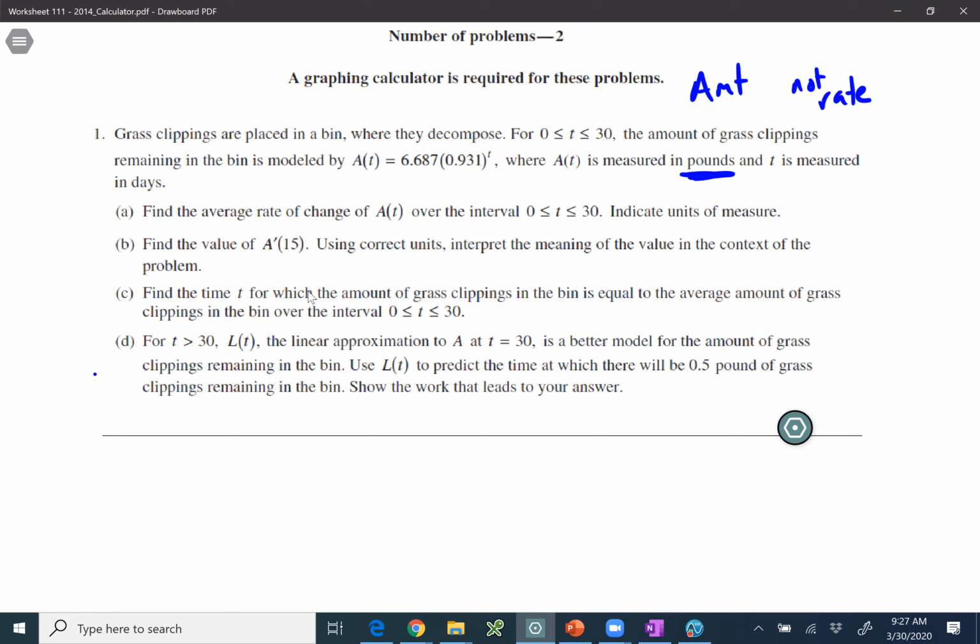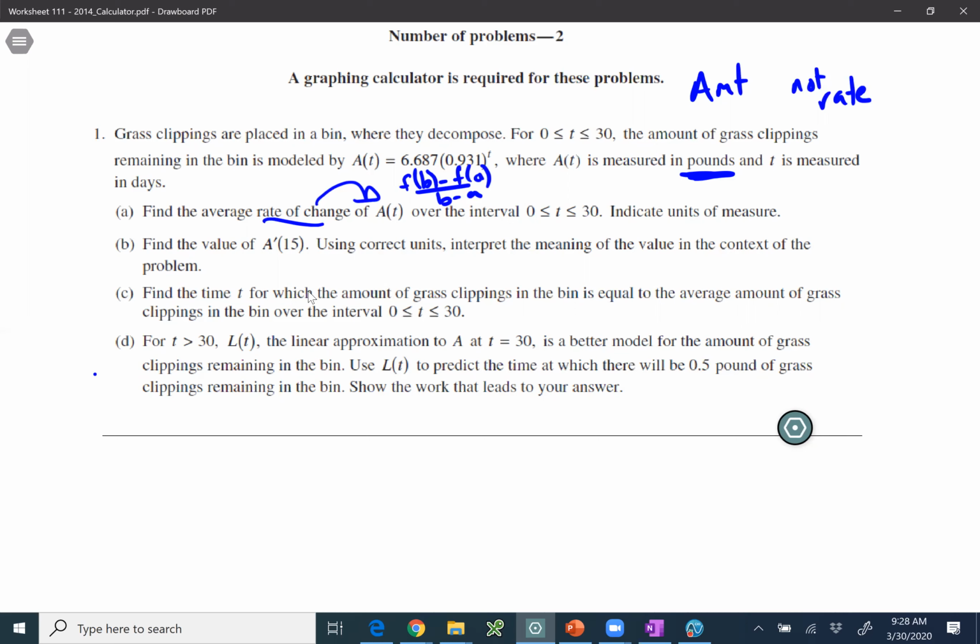Now it says find the average rate of change. If we're doing average rate of change, that's either the average value, 1 over b minus a, or it's the y2 minus y1 over x2 minus x1. And since we're finding the rate of change of A of t, we want the rate of A, not the value of A. Since it's rate of change of A, then we're going to do the whole f of b minus f of a. If they had said average value, then we would have done the other formula. Find A prime of 15. You have a calculator, you're just going to use it.